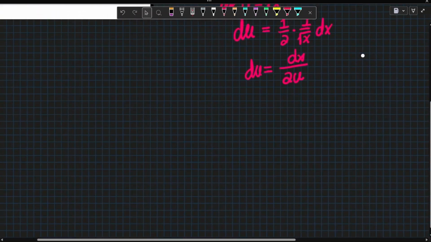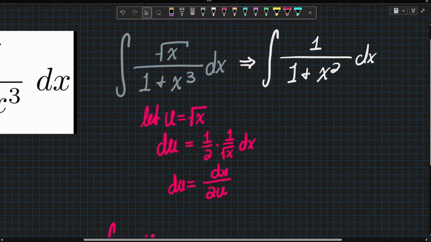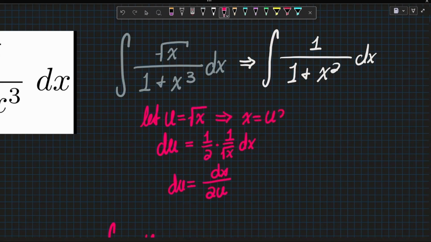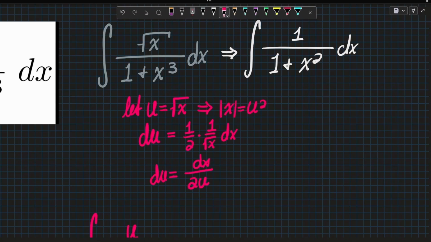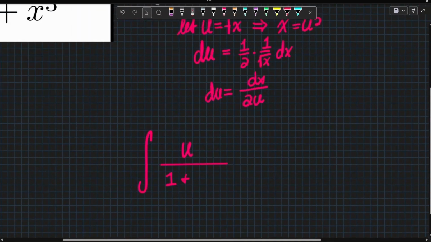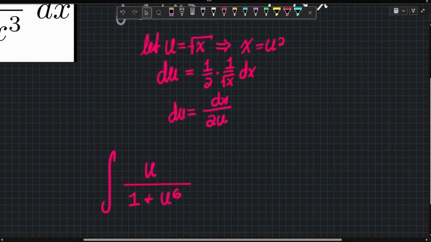So let's substitute that in there. First of all, what do we get? We get the following: u over 1 plus x cubed. What would x cubed be? Well, first of all, u is equal to the square root of x. Thus, x is equal to u squared. Now, you could also say something happens with this because it becomes plus and minus. Let's just take the absolute value of x. Because again, you would have to account for other things. Just assume that x is equal to u squared. Thus, x to the power of 3 is going to be u to the power of 6. Okay, and then again, we said that du is equal to dx over 2u.